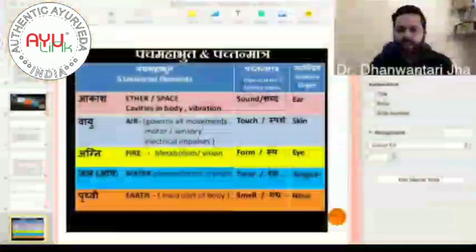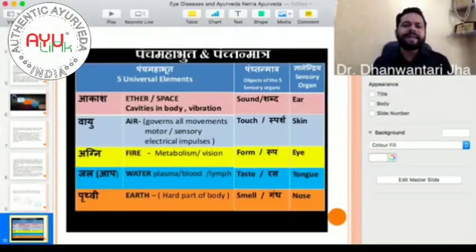I would again share a screen with you. This basically is about the Panch Mahabhuta and the Panch Tanmatra. The Panch Mahabhuta that you can see on the left are the Akash, Vayu, Agni, Jal, and Prithvi. While the Panch Tanmatra correlated to these Mahabhutas, that is, Akash is predominantly required for the sense of sound.